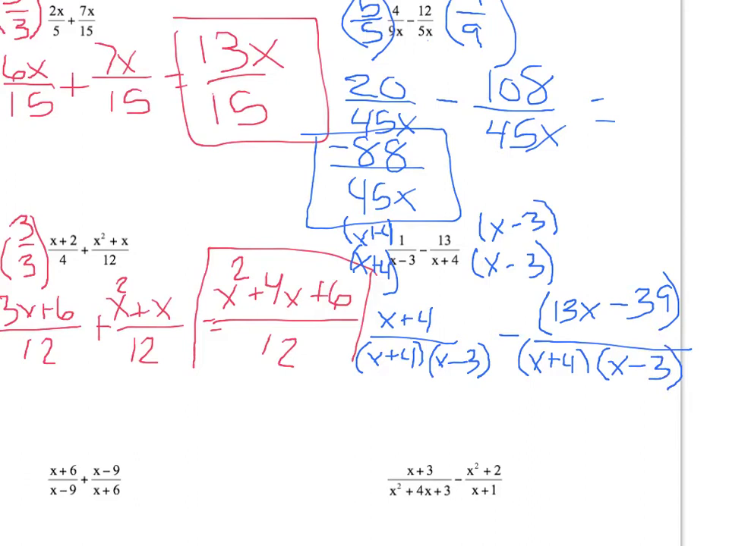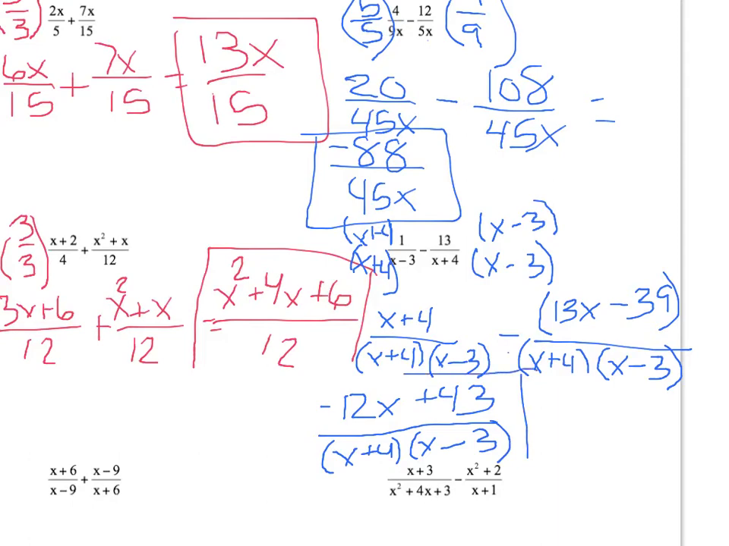Once you have a common denominator, you subtract your numerators. x minus 13x is going to be negative 12x. 4 minus negative 39, remember that's like adding, so 4 plus 39 is going to be 43 over my denominator. And that's your final answer there.